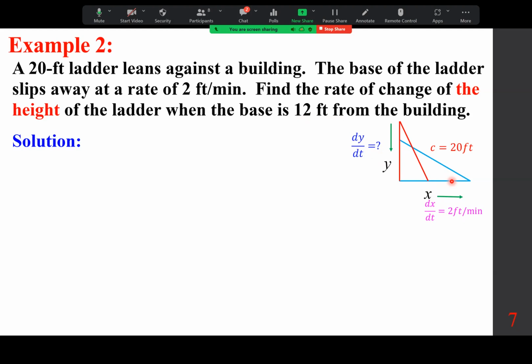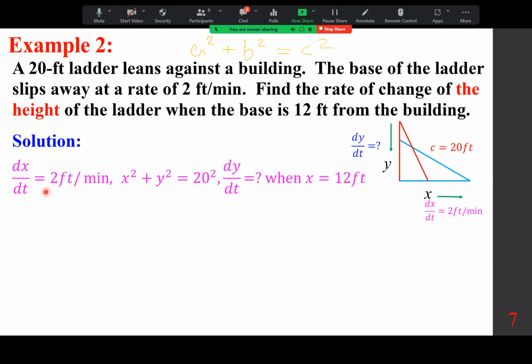Now, one formula we should know is the Pythagorean theorem that says a squared plus b squared equals c squared. Everybody remembers that? In which case it becomes x squared plus y squared equals 20 squared.